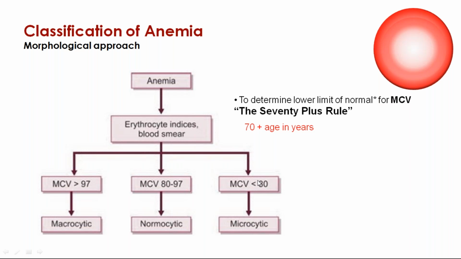Usually, by definition, anything below 80 is microcytic. The units are femtoliters. Please remember that.